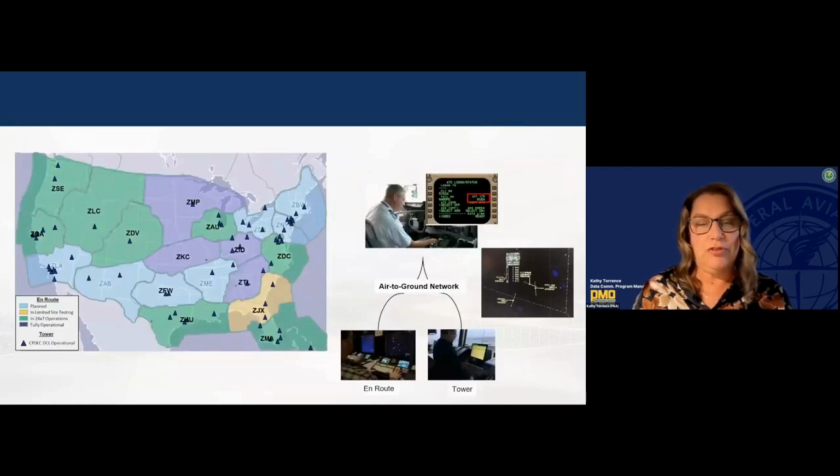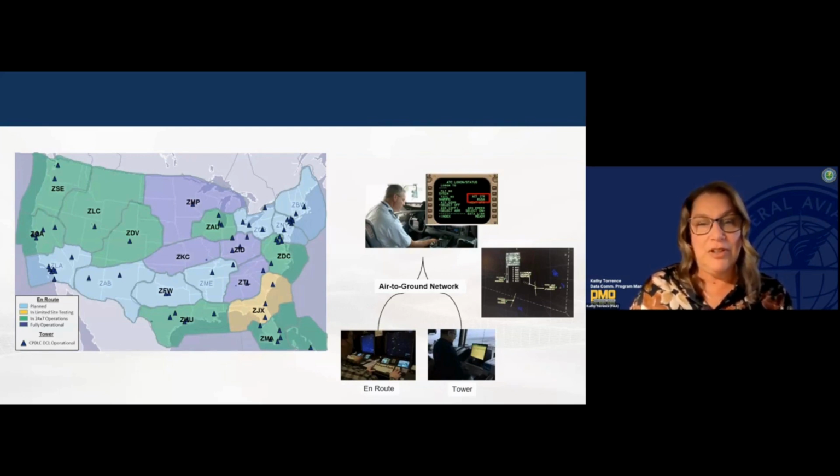So this is where we are from deployment from a US perspective. The triangles are the 65 towers and their location. We have multiple colors going on here, so I'll explain a little bit about what that is. The centers that are colored in green and purple are providing CPDLC 24/7 currently. The purple ones have decided to accept the capability and have achieved an FAA milestone known as IOC, or Initial Operating Capability.